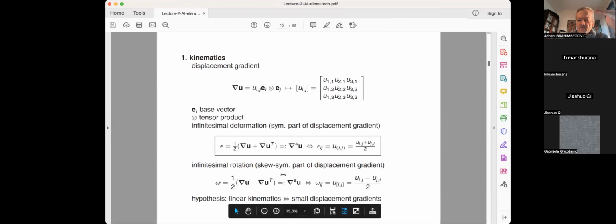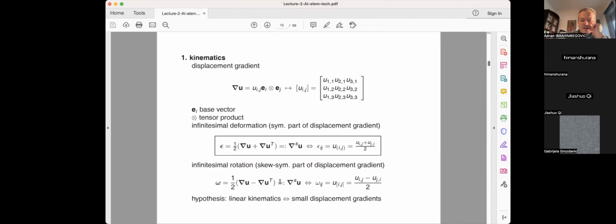Now, complementing this part would be the so-called skew symmetric part, where you subtract the transpose of the displacement gradient from the displacement gradient itself. The sum of these two, epsilon plus omega, gives me back my nabla u. And this happens to be the infinitesimal rotation. This has nothing to do with a particular deformation. Typically, in the normal computation, it is simply ignored.